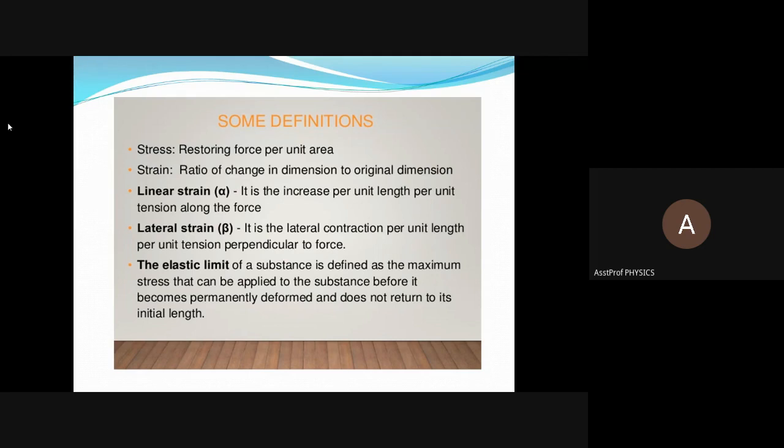அதான் stressன்றது தான் loading. Stressன்றது load. நீ மேல load போட்டா finally it crosses the elastic limit, and the bag will turn out. That is the elastic limit. The maximum stress that can be applied to the substance before it becomes permanently deformed and does not return to its initial length. மேல போச்சுனா that body does not return to the initial length. That is called as the elasticity.